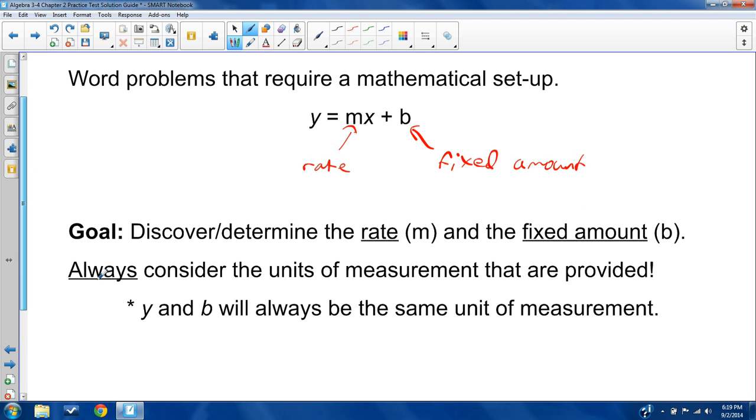We always have to consider the unit of measurement, always, always, always, because these units have to be consistent. Whatever y is, let's say it's in dollars, m times x has to be in dollars, and b has to be in dollars. And just a little footnote, because you're doing dollars plus dollars, b and y will always be the same unit of measurement. If they set up a problem and they give you a fixed amount in like pounds, y is also something in pounds.